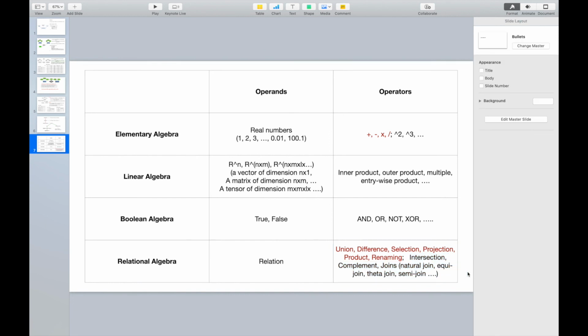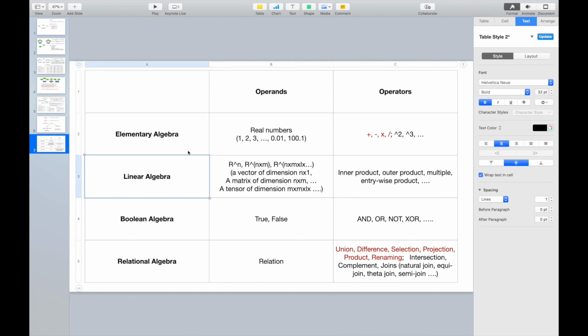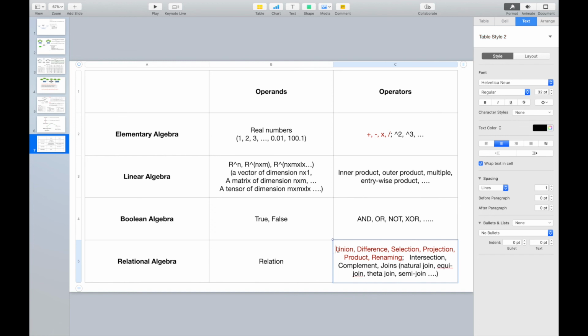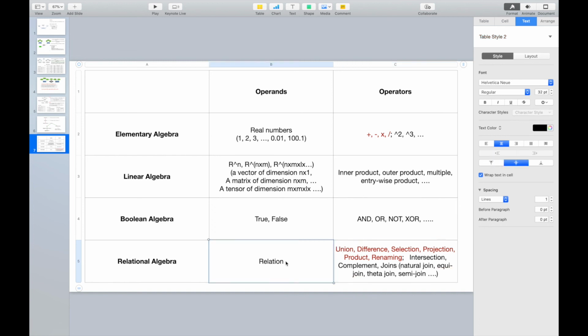Okay, so this is a comparison among the different algebra systems we have learned already. You have learned these basic algebra systems before. And in this course, we will focus on the relational algebra. It is based on relations, and we will cover different operators we can use to operate on the relations, to help us manipulate the relations we have.